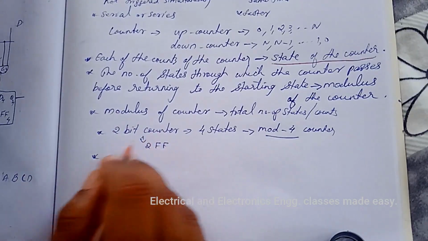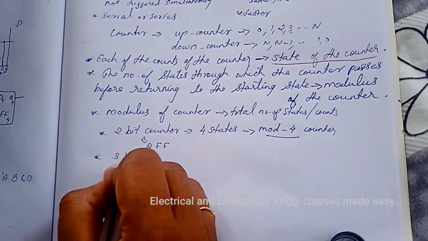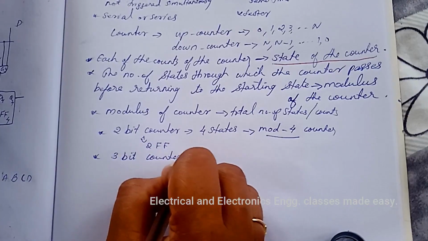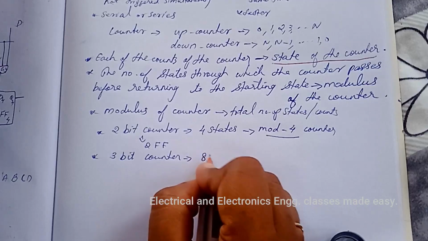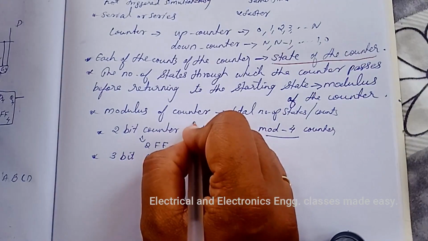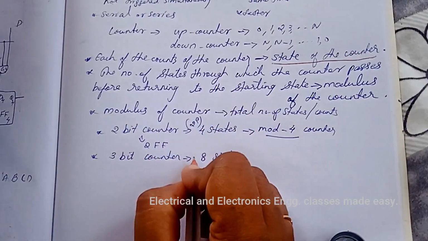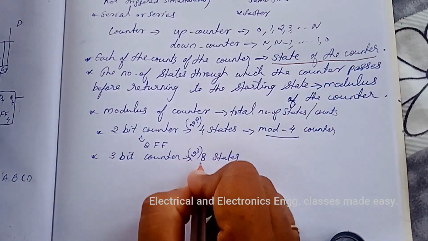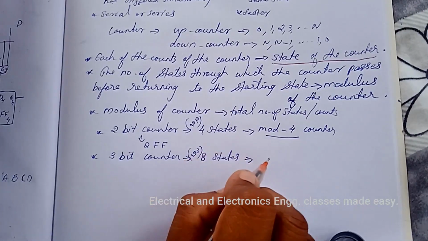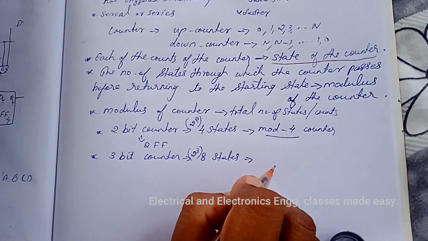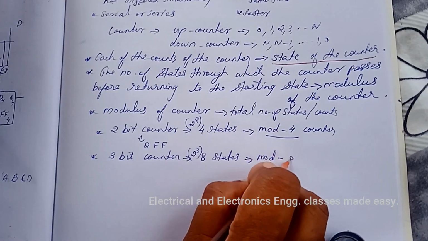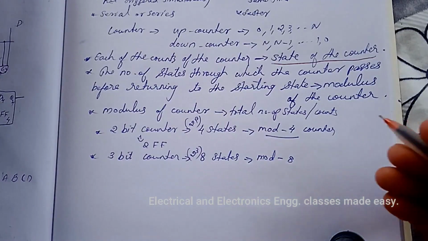Similarly, for a 3-bit counter, there are 8 states. That is, 8 means 2 raised to 3, here it was 2 raised to 2. So, we can say it is a mod 8 counter.